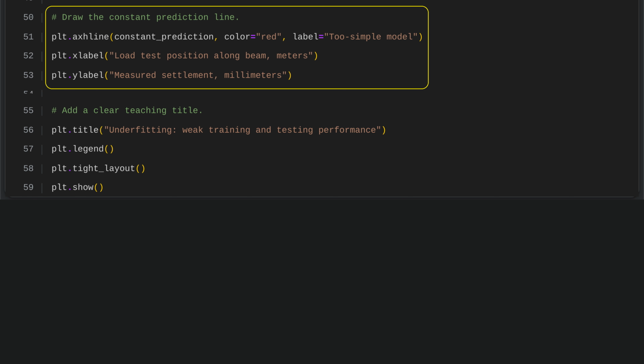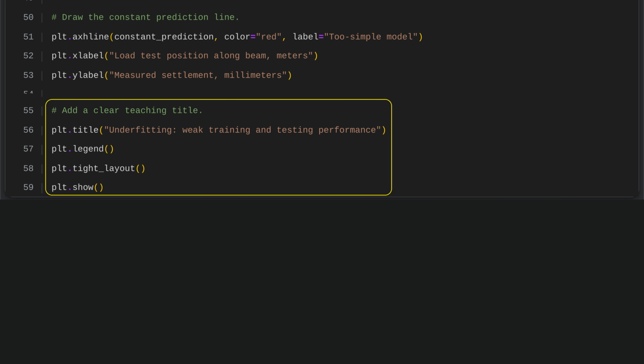The plot uses a red horizontal line to show the constant prediction from an overly simple model, labeled as the too simple model. The axes identify the beam position in meters and the measured settlement in millimeters, making the load test results easier to interpret.